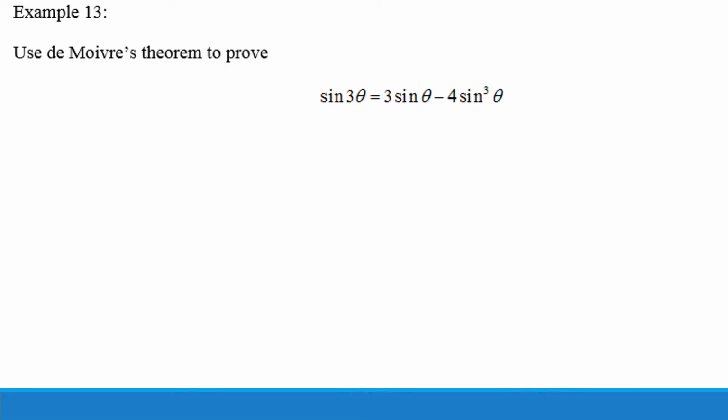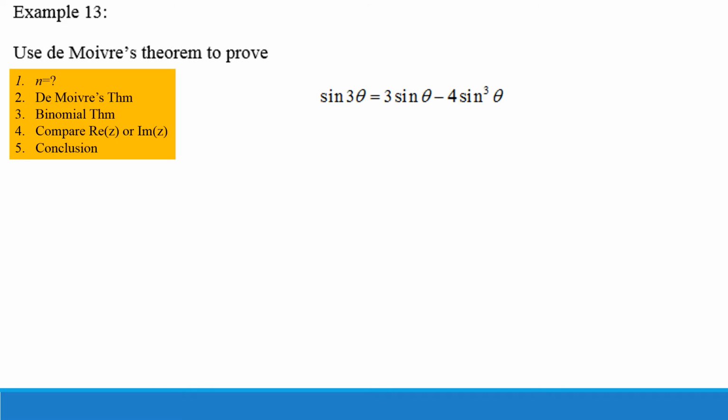Example 13. Use De Moivre's theorem to prove sine 3 theta equals 3 sine theta minus 4 sine cubed theta. In the orange box on the left are the 5 steps we should apply.